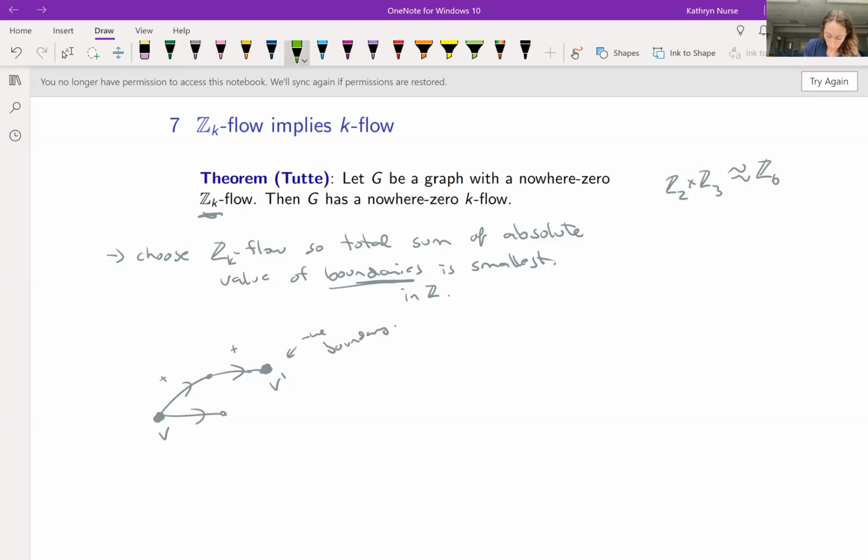And then what we can do is push a flow of K backwards along all these edges from V prime to V. And so that changes the boundary at V by adding K. All of the vertices that are on our path, the boundary doesn't change. Sorry, at V prime you add K, and then at V you subtract K. And so you just made the absolute value of the sum of your boundaries in your graph smaller. And so you improve things, and you can do this until you get an integer flow.